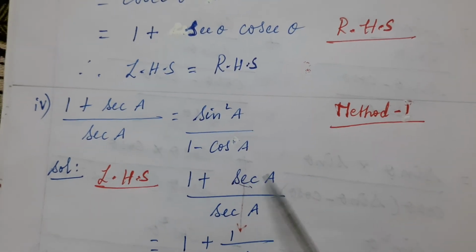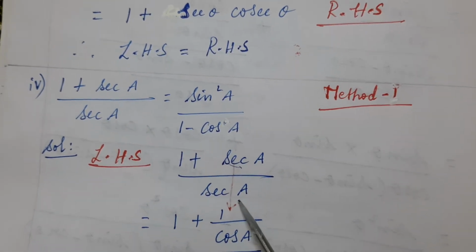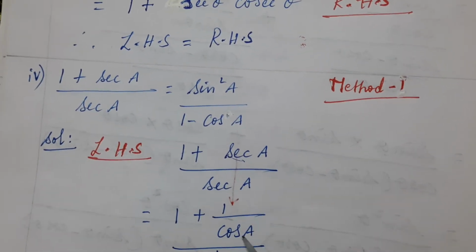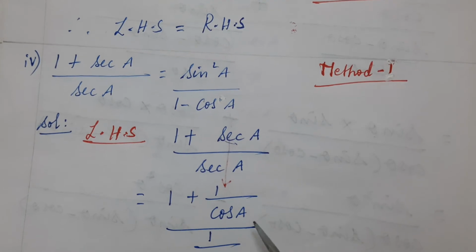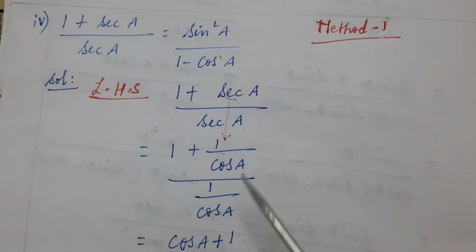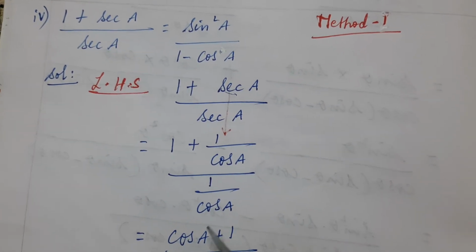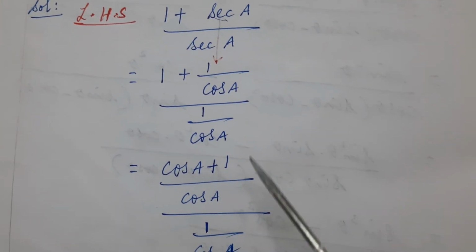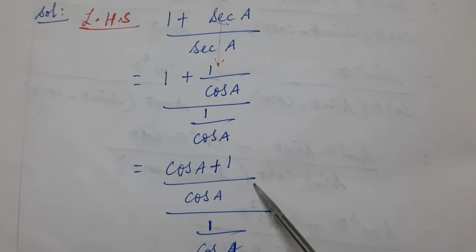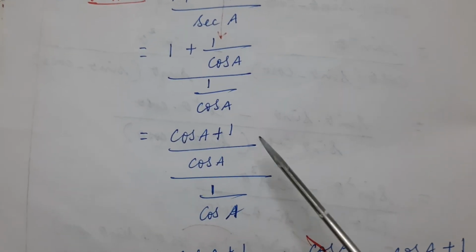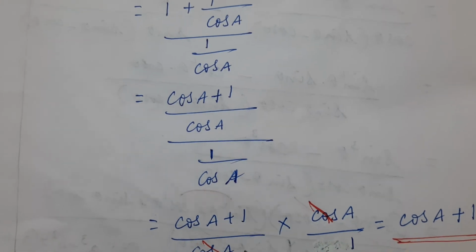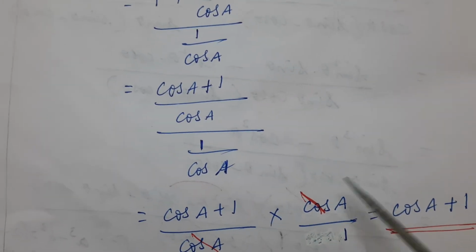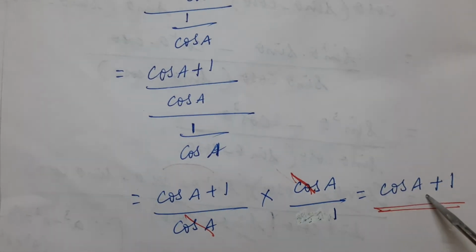I can take 1 plus secant A by secant A, that is left hand side. Secant I can write in terms of cos. So I can write 1 plus 1 by cos A by 1 by cos A. Now I am taking LCM for this. So I get cos A plus 1 by cos A by 1 by cos A. Again, it is just like a fraction divided by another fraction, so you have to find the reciprocal. So cos A plus 1 by cos A into cos A by 1. Cos A and cos A gets cancelled. So the answer is cos A plus 1.